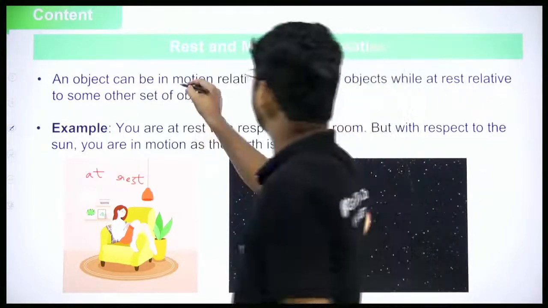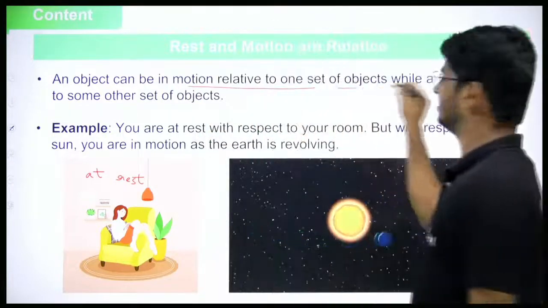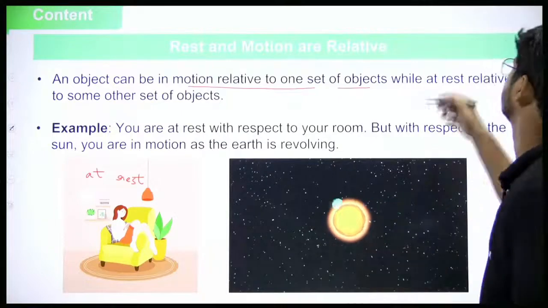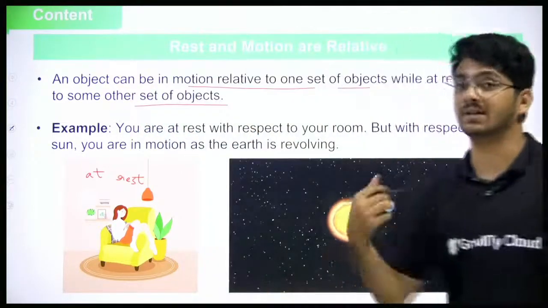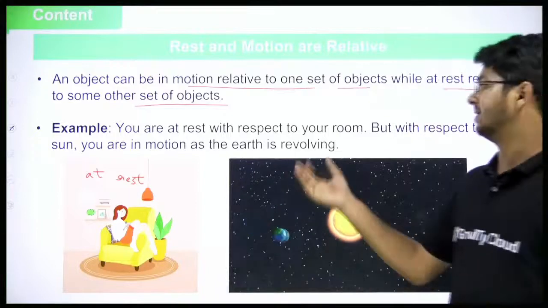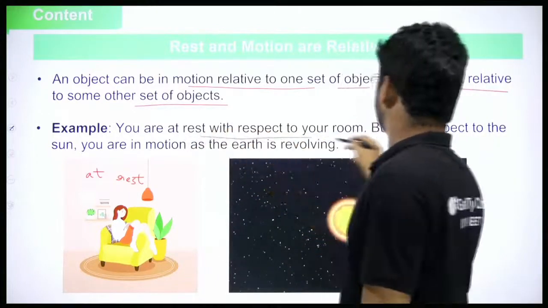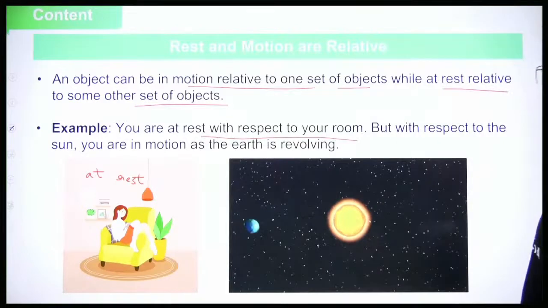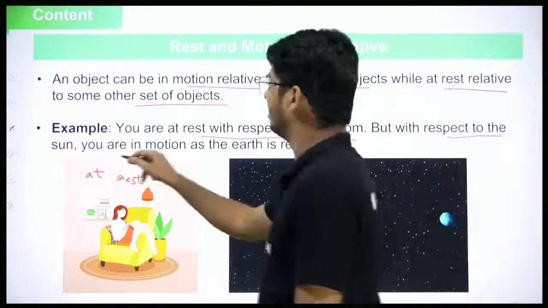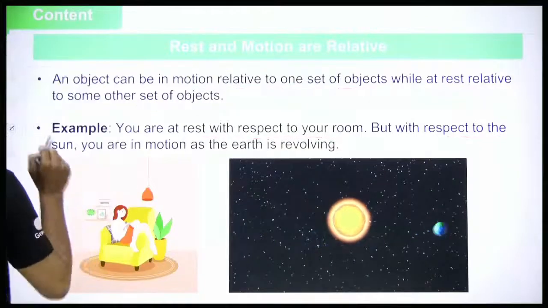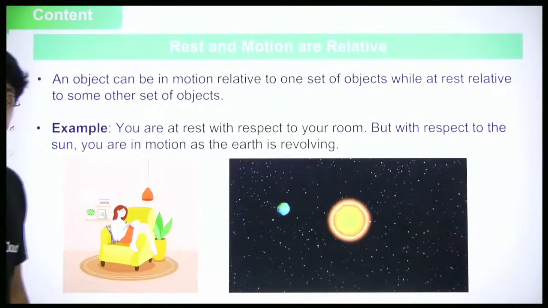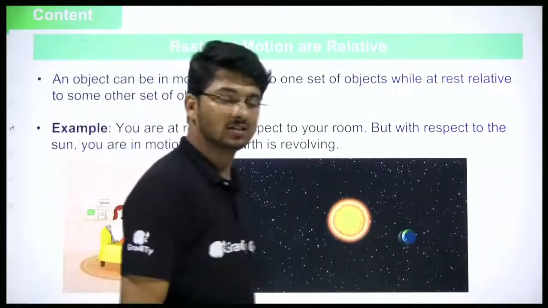So an object can be in motion relative to one set of objects, one type of objects, while at rest relative to some other set of objects, some other type of objects. Example, as you can see, you are at rest with respect to your room. Okay, comfortable. But with respect to the sun, you are in motion as the earth is revolving. Clear? Understood?